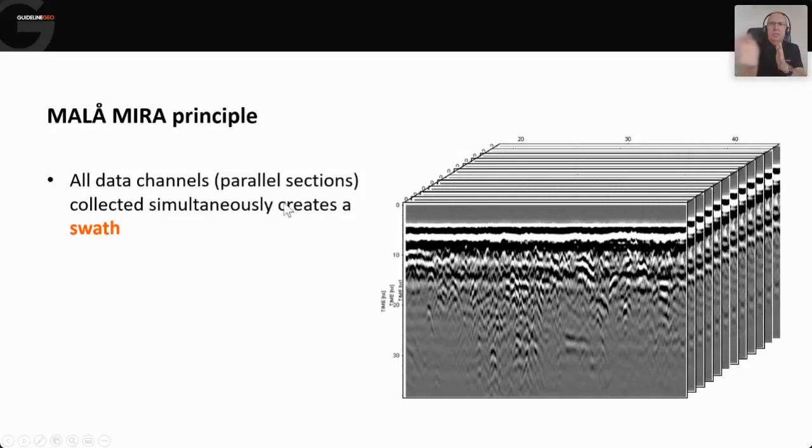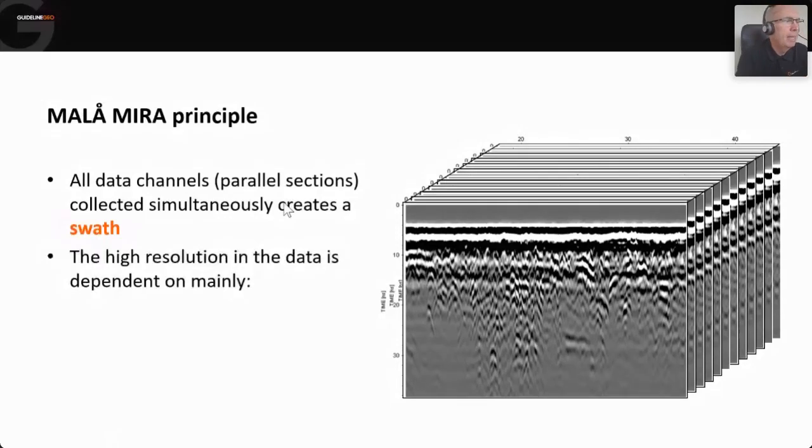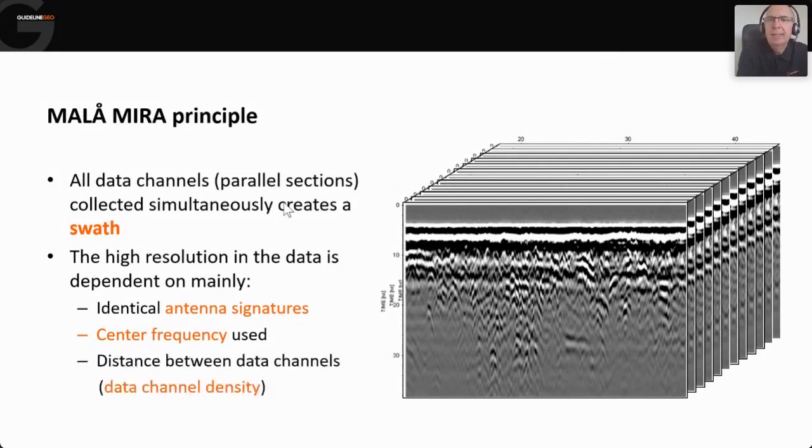Well, we're going to collect lots of lines of data, what we refer to as a swath. So the whole width of one antenna is the swath. And to get that high resolution, it's mainly dependent on identical antenna signatures, because we've got multiple antennas inside the system. They have to be all reading identically. Very, very similar measurements. And the center frequency that we're going to use is quite critical. But the biggest factor here is the distance between the channels, or the data density.